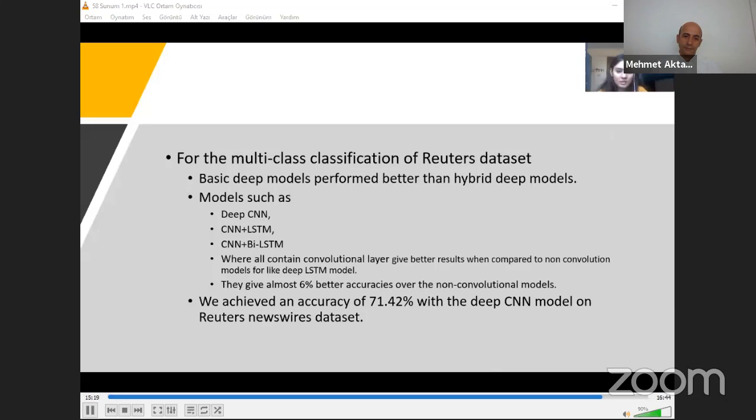For multi-class classification of the Reuters dataset, we observed that the basic deep models performed better than the hybrid deep models. Another thing we observed was that models such as deep CNN, CNN and LSTM, and CNN and bi-LSTM all have one thing in common: each model contains a convolutional layer. All the models which contain a convolutional layer give better results when compared to the non-convolutional models, for example deep LSTM. The models that have at least one convolutional layer give almost 6% better accuracy for multi-class classification over the non-convolutional models. We achieved an accuracy of 71.42% with the deep CNN model on the Reuters dataset, which was the highest accuracy we could obtain on multi-class classification.